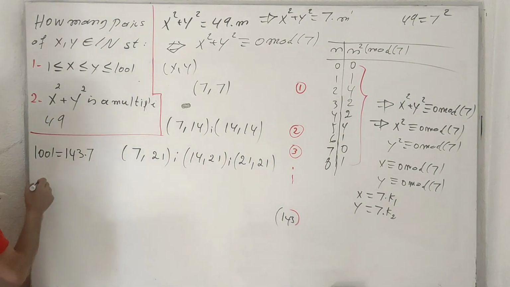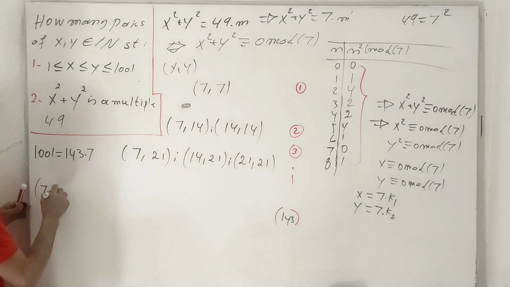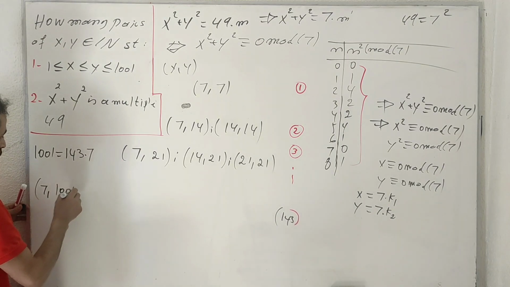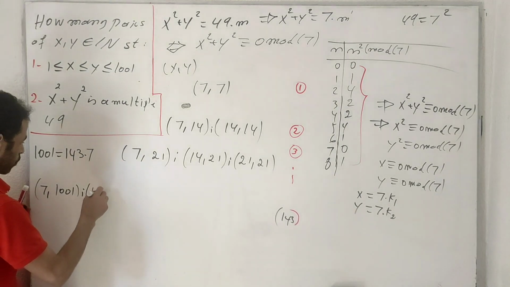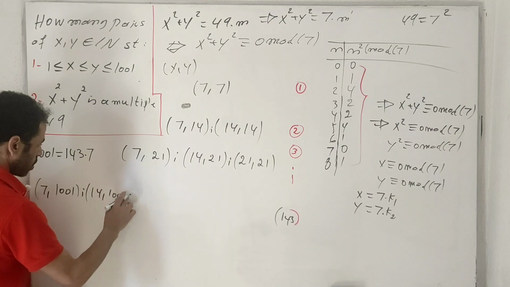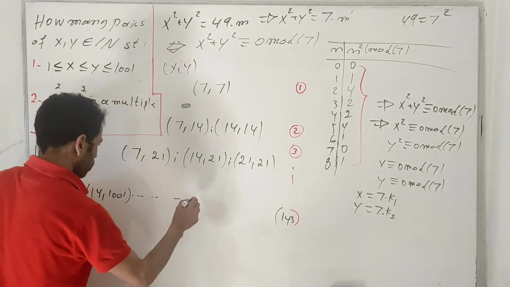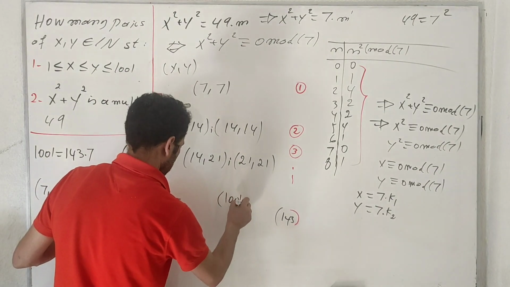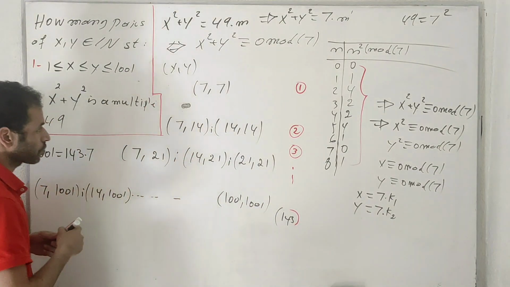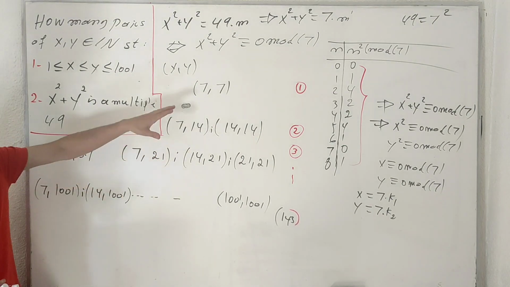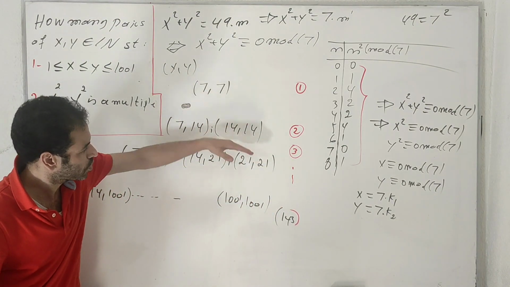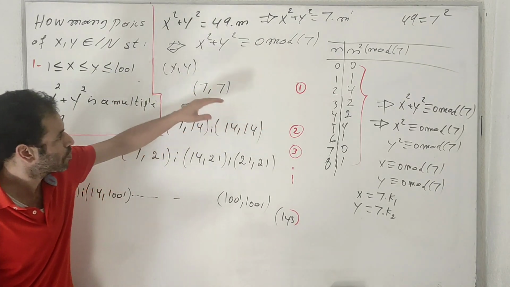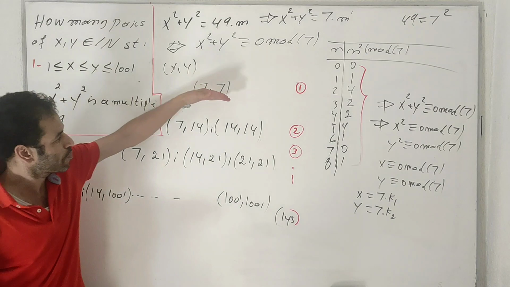So I will have the first solution 7, and the last one is 1001. The second one is 14, 1001, and all the way down until you get the last pair of the solution, which is 1001 and 1001. So the number of the pairs of the solutions that we have is the sum of these columns.